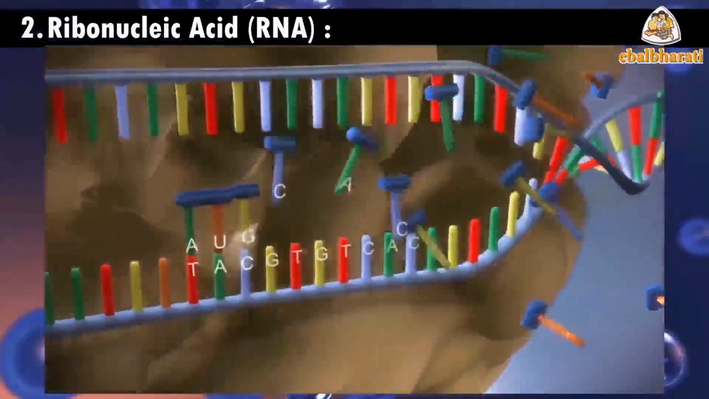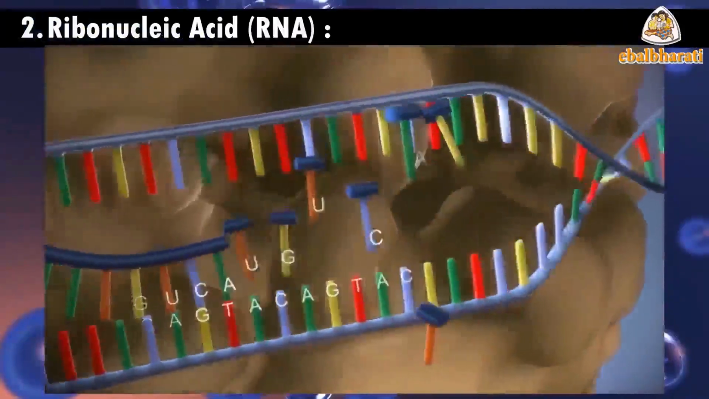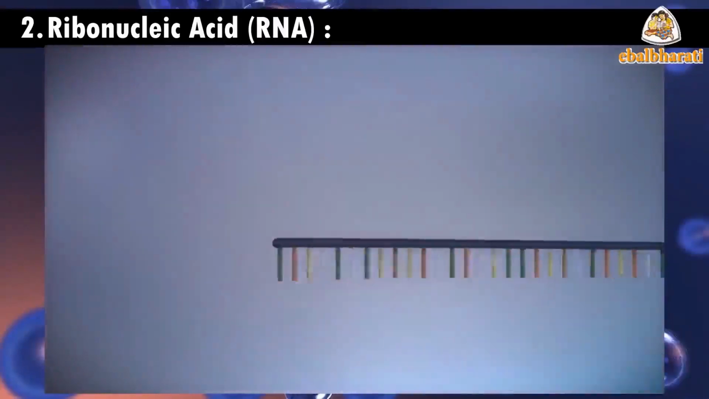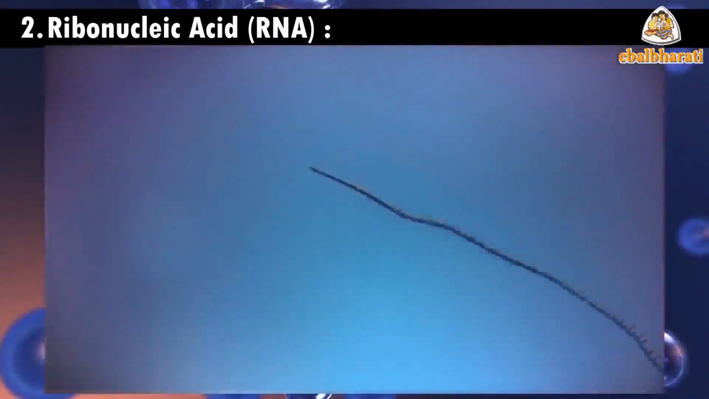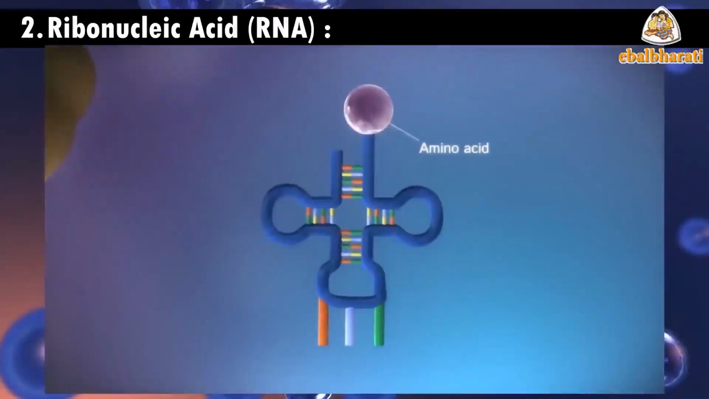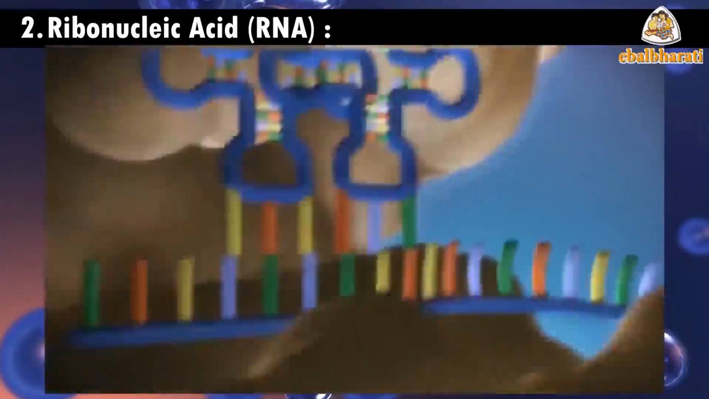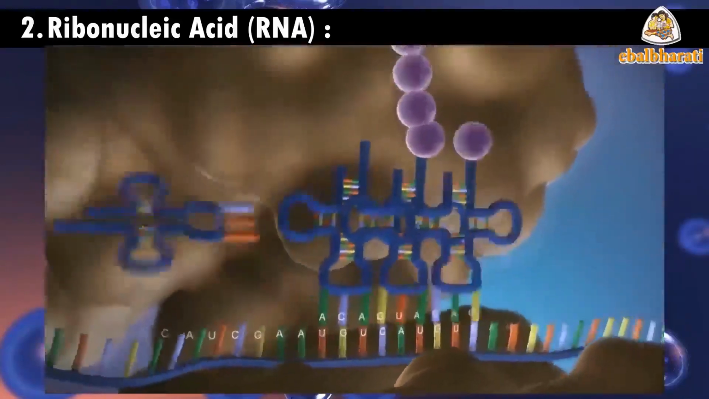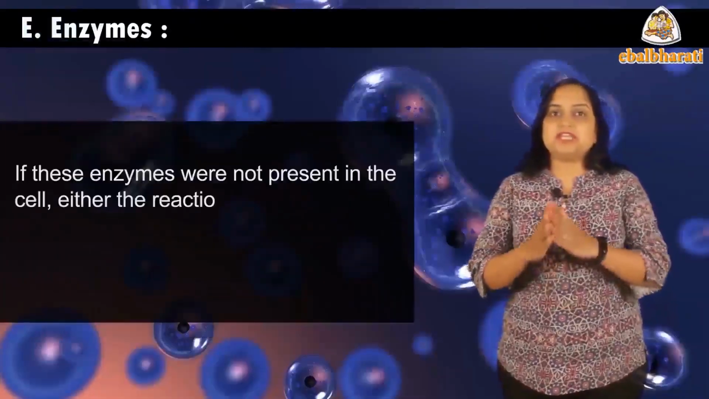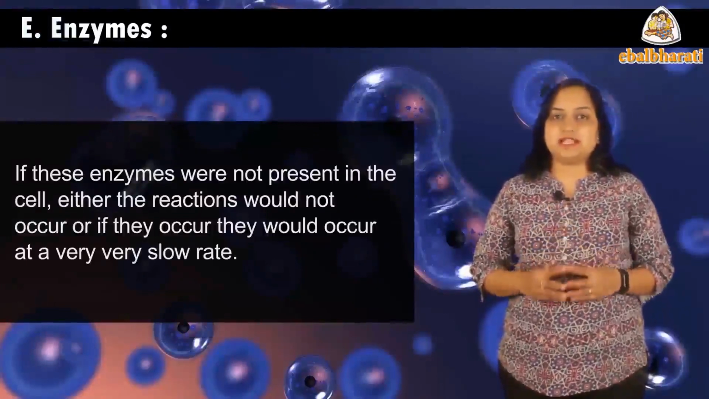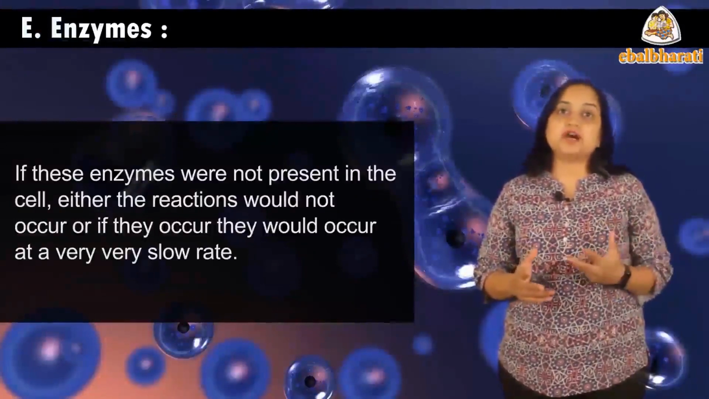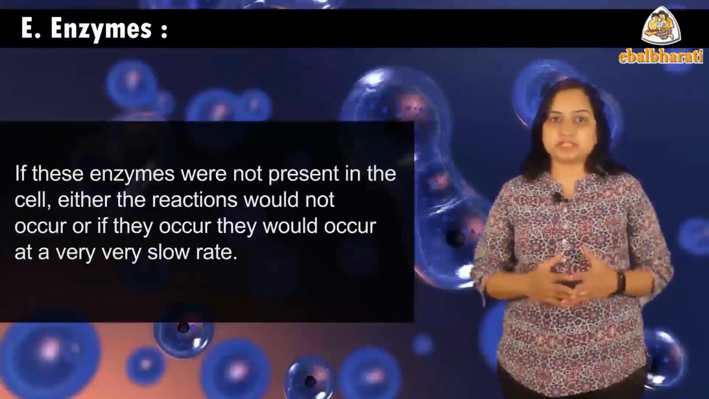Ribonucleic acid, RNA. Ribonucleic acid consists of a polynucleotide chain with the difference that it consists of a single strand. Look at the figure. Purine-pyrimidine equality is not found in RNA molecules. E. Enzymes. If these enzymes were not present in the cell, either the reactions would not occur, or if they occur, they would occur at a very, very slow rate.